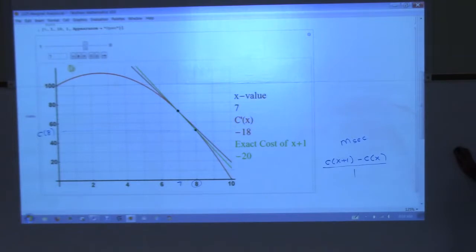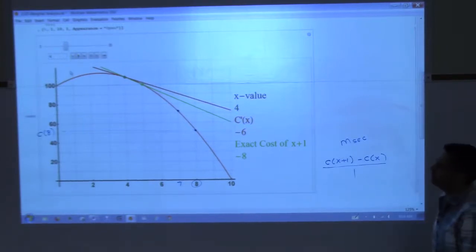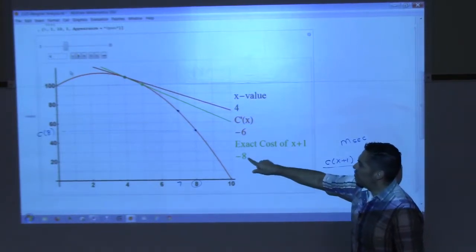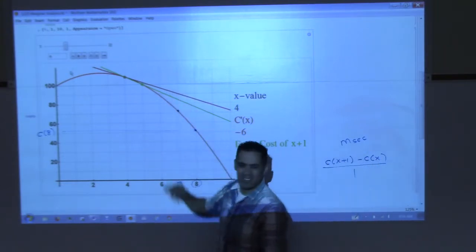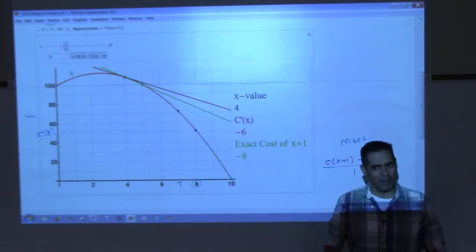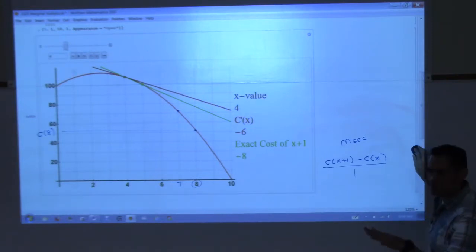Let me move it around. Let me back this thing up, because there's some really interesting things happening. Like look at there. The exact cost, negative 8. Our approximation is negative 6. You see they're pretty far off there, aren't they? That's why it's an approximation.